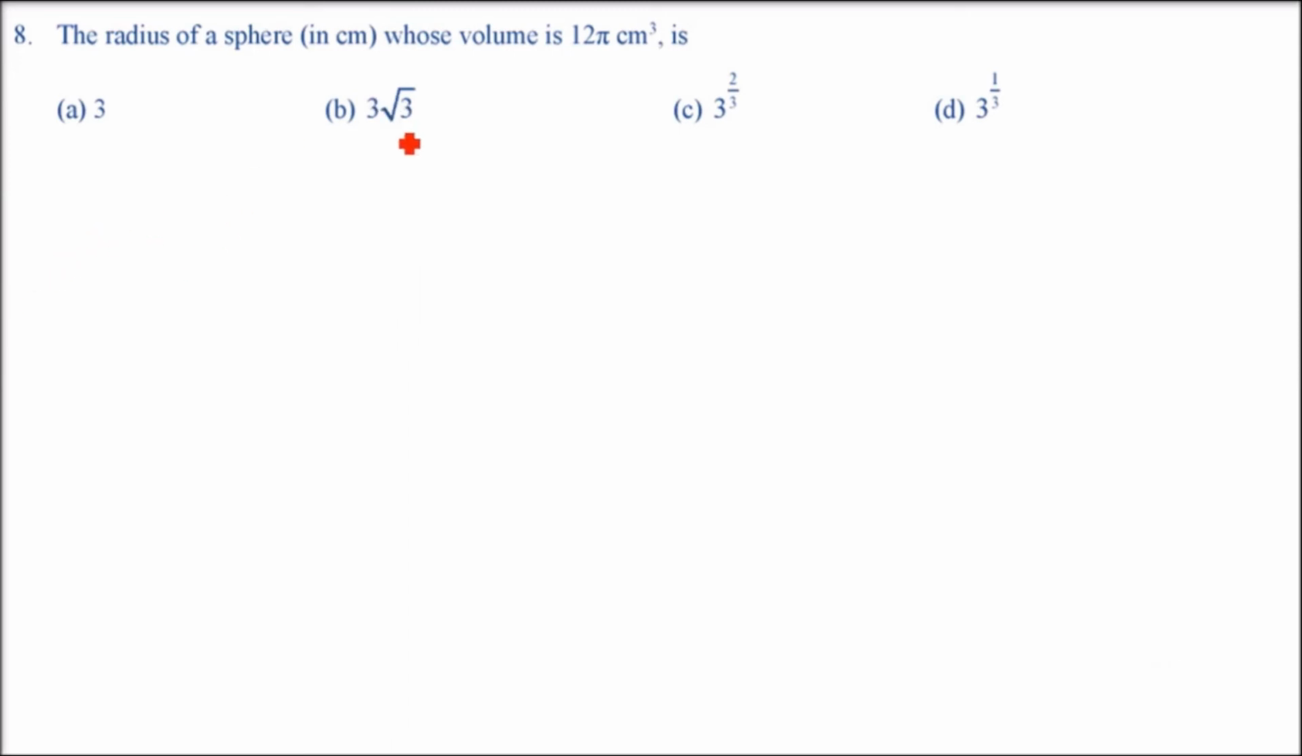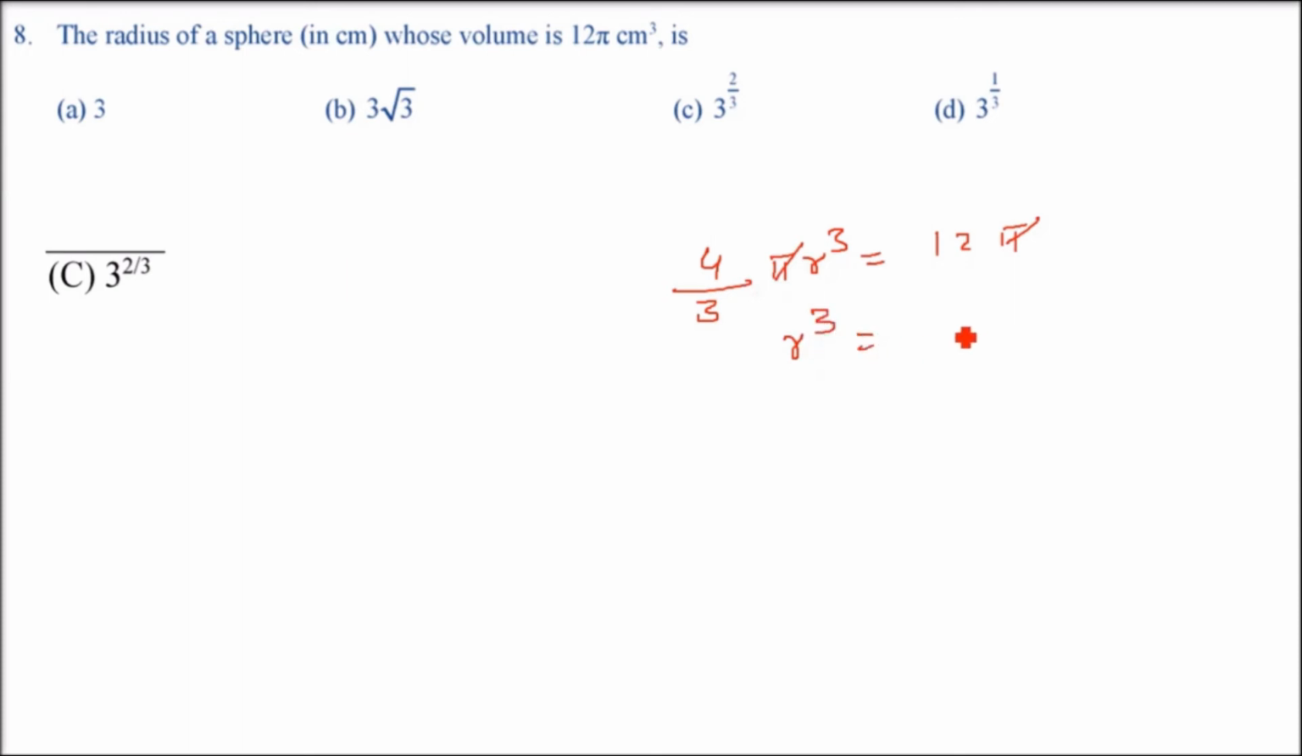The radius of a sphere whose volume is 12 pi centimeter cube. Volume is given, the radius of the sphere we have to find out. The answer is 3 raised to 2 by 3. So for this sphere, let me write the volume, 4 by 3 pi r cube, and this is 12 pi. This equals 12 pi. You cancel pi.